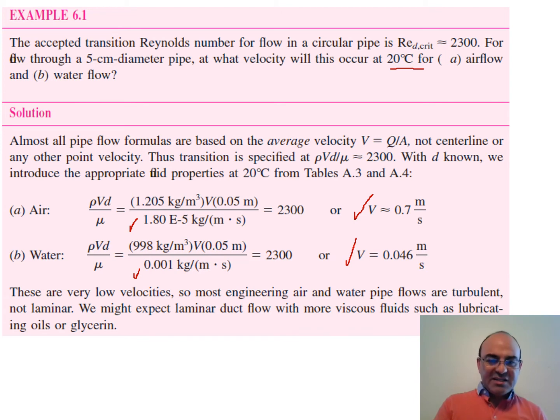So in real cases, let me read through this discussion here. These are very low velocities, so most engineering air and water pipe flows are turbulent, because in reality the velocities which are used are higher than these values here. So not laminar. Therefore laminar flow has more theoretical value. We might expect laminar duct flow with more viscous fluids such as lubricating oils or glycerin.